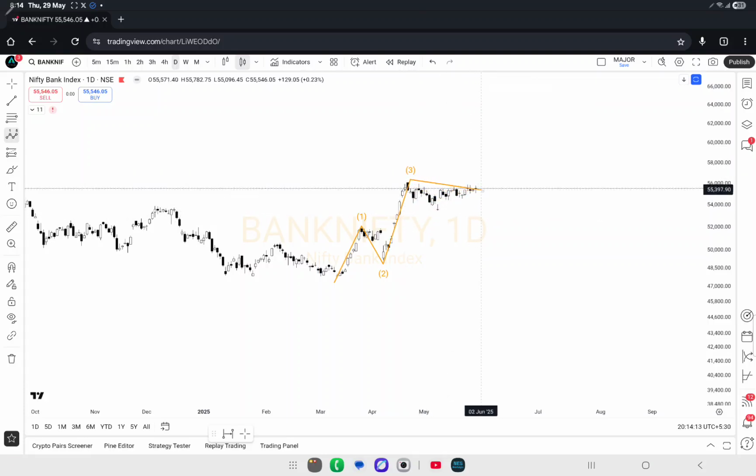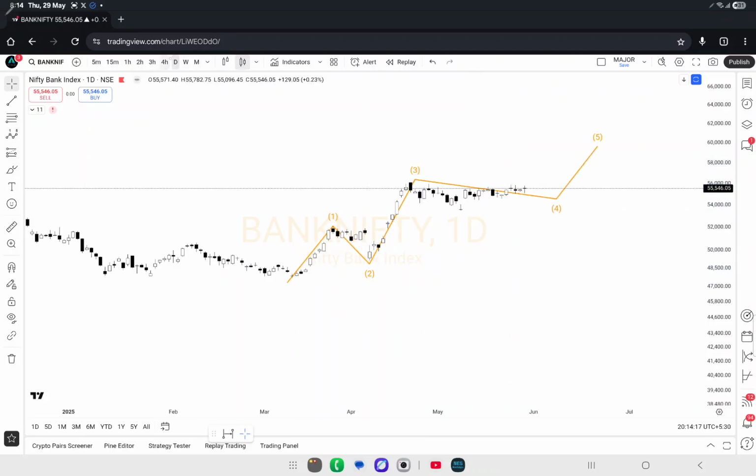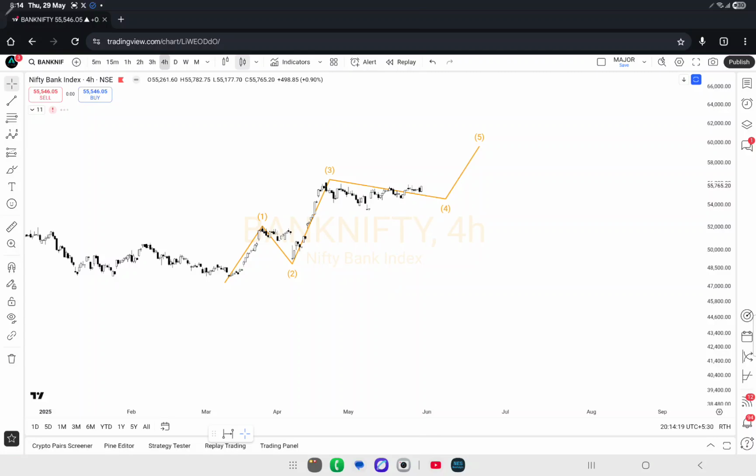We will complete 4 and then we will go for 5. Why? I will tell you. Because if I break this down into smaller time frame and try to count the inside waves of it, 3 is an impulse. I am having only 1, 2, 3, and this entire move is 4th. We will have to do a 5.